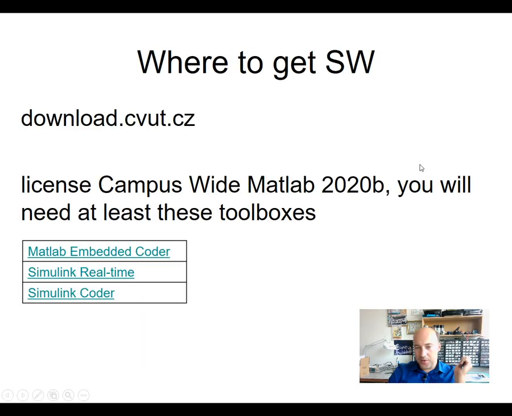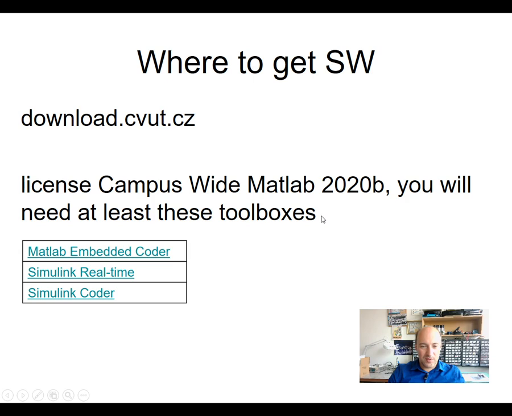So what will you need? You will need software, and you can get it from the download site of the university. So if you go to download.cvut.cz, you have to download MATLAB. I have already written you an email that you should install it for today. So I hope you have received that. And here you should install the campus-wide MATLAB license.